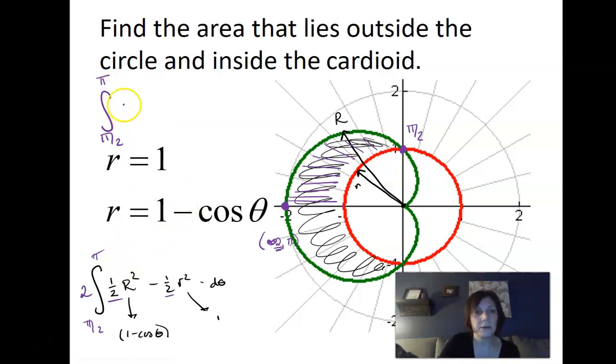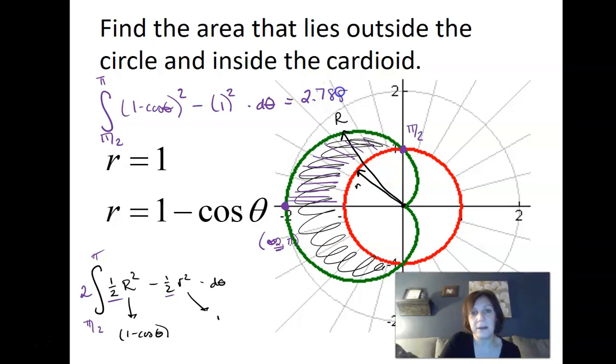Outer radius squared, so (1 minus cosine theta) squared minus 1 squared d theta. And all you gotta do is pop that into your calculator. It's all about the setup here with polars. If you put that in your calculator, you should get 2.7854. Again, here AP would only accept 2.785 because there would never be rounding up at the 4. So your answer here would have to be 2.785. You can write the 4 if you'd like. Obviously, you don't need to.